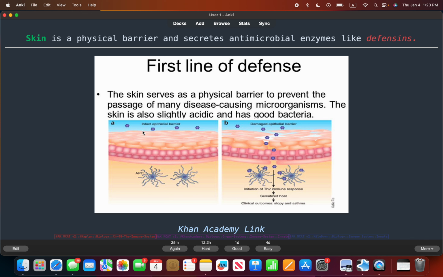So here we have intact epithelial barrier. Remember that in capillaries we had endothelial cells, but here it is epithelial cells. And so now we can assume that anywhere that you have thelial is referring to a barrier, right? And now our epithelial barrier is damaged. So you can see there is an initiation of Th2 immune response. There's the sensitized host, and there's clinical outcomes like atopy and asthma.